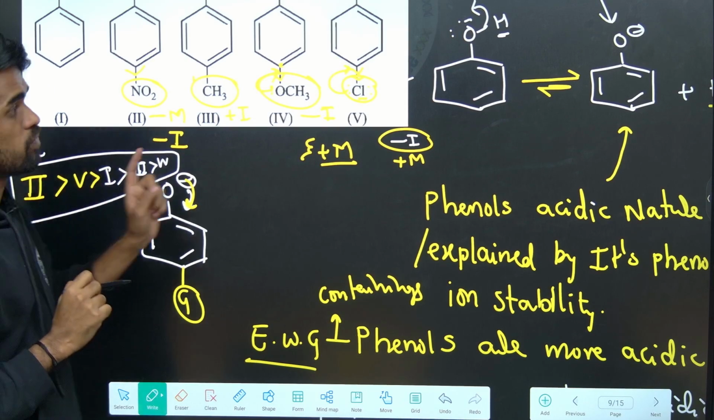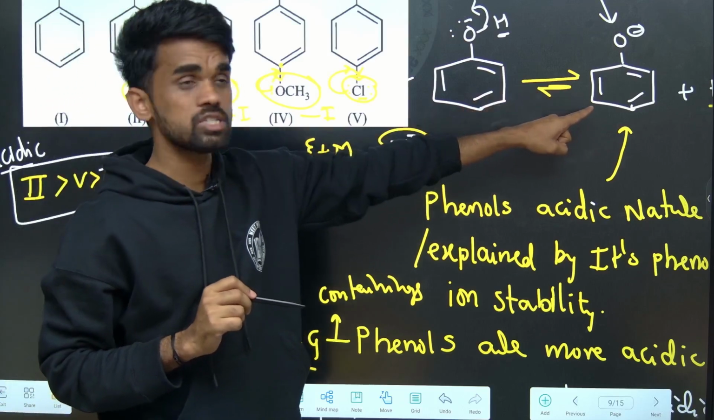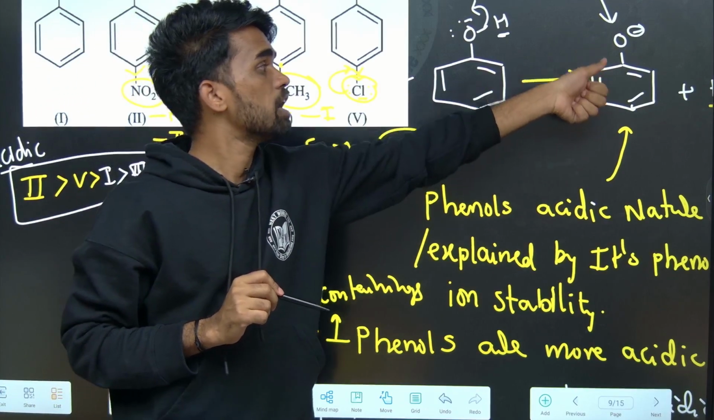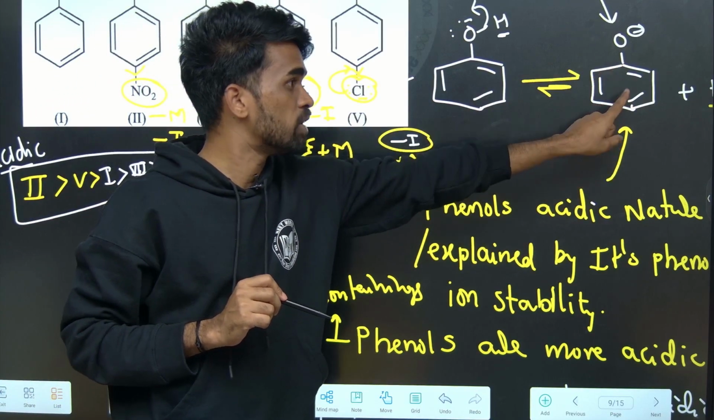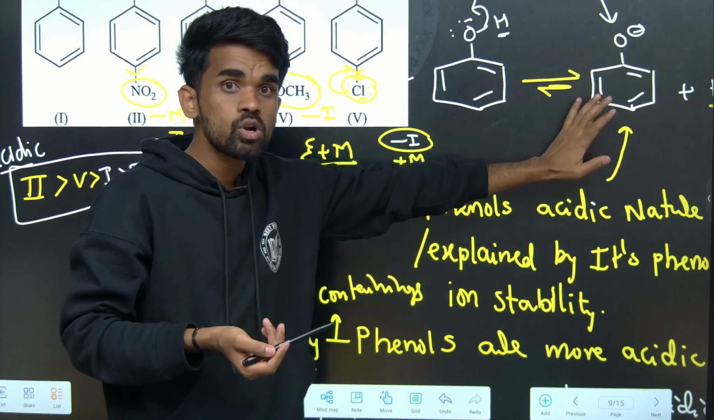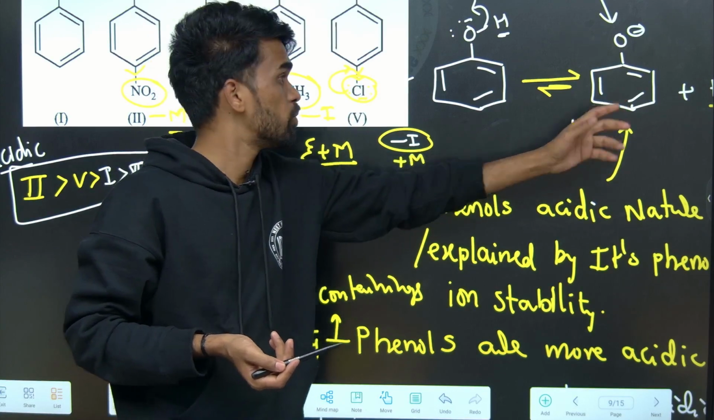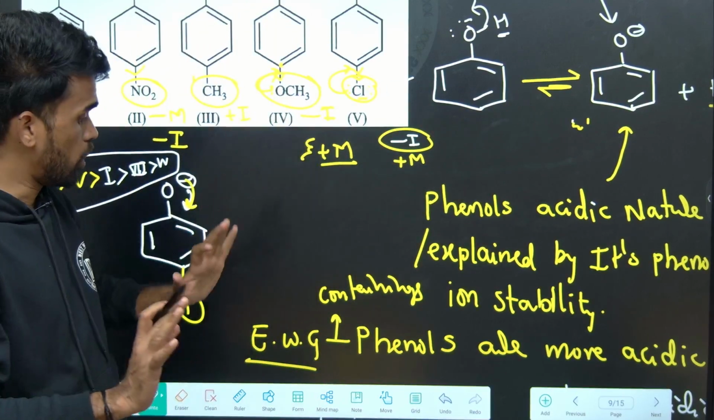So the acidic nature of phenols depends on phenoxide ion stability. If an electron withdrawing group is present on this phenoxide ion, it will be more stabilized, therefore that compound will be more acidic here. Okay, I hope this is clear.